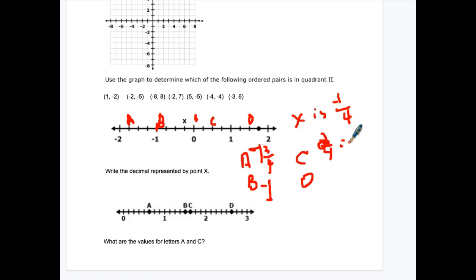2/4 is not lowest terms. You could also reduce that to 1/2. Doesn't say put in lowest terms, but you could. And D, well, here's 1. 1 and 1/4, 1 and 2/4. So D is 1 and 2/4, or 1 and 1/2, if you're writing 2/4 in lowest terms.